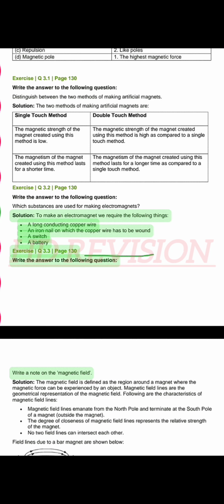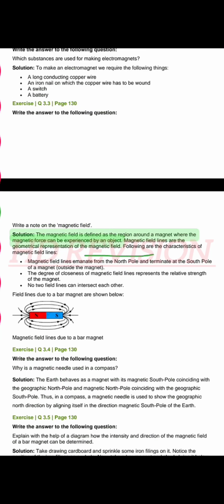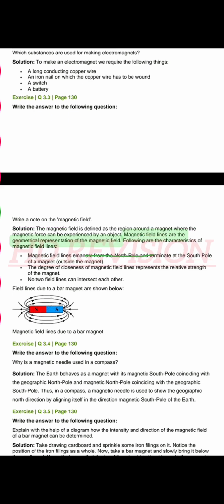Exercise Q3.3 page 130. Write the answer to the following question. Write a note on the magnetic field. Solution. The magnetic field is defined as the region around a magnet where the magnetic force can be experienced by an object. Magnetic field lines are the geometrical representation of the magnetic field.